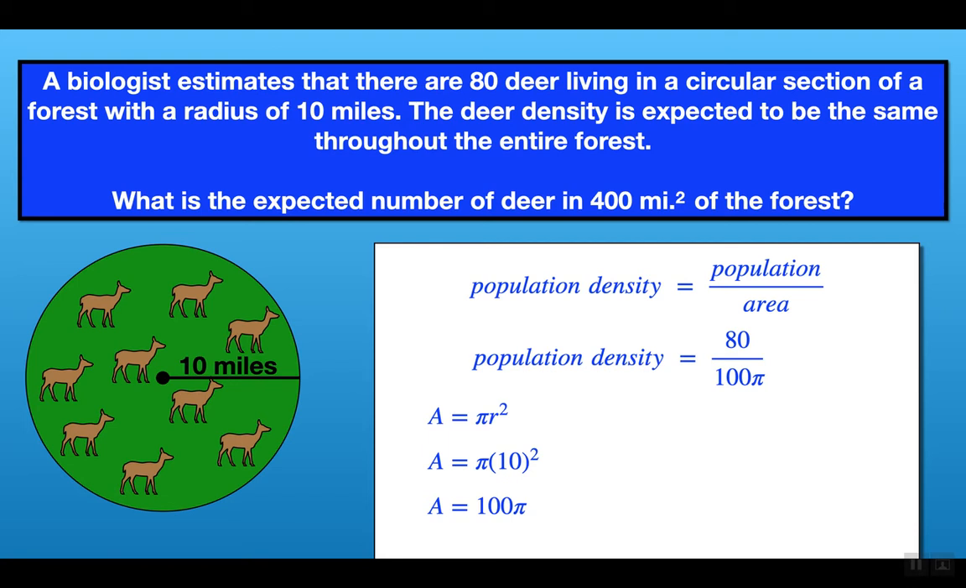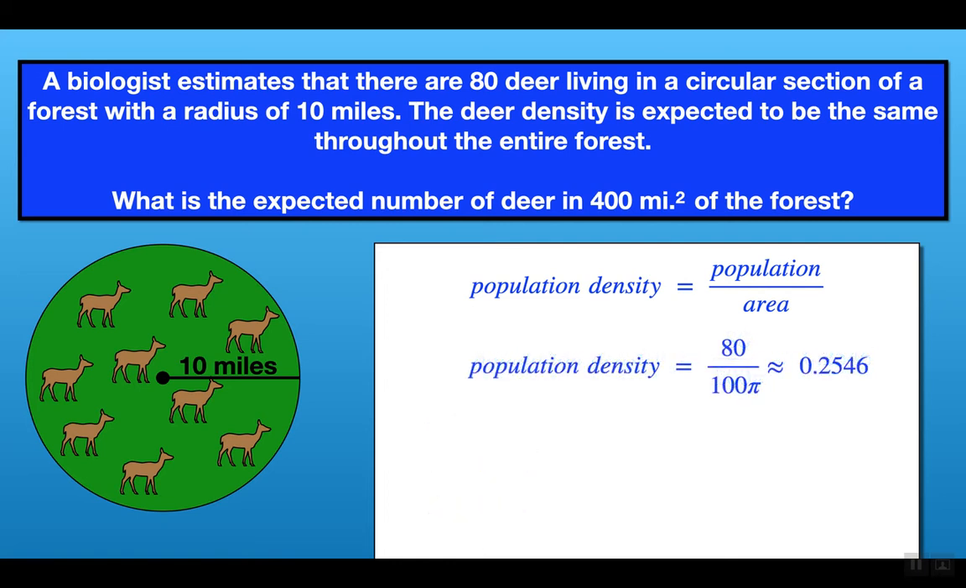Replace the word area with 100 pi. So now to figure out the population density of this circular section of the forest, we're going to do 80 divided by 100 times pi. And that's going to give us approximately 0.2546. Now that's not our answer because, if you look at the question, it's asking what is the expected number of deer in 400 square miles of the forest? Now, the question says that they expect the deer density to stay the same. That's really important. The deer density is expected to stay the same.